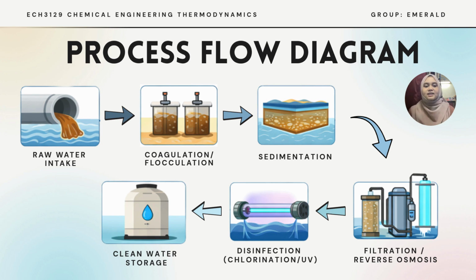After that, the water passes through filtration or reverse osmosis to remove smaller impurities and dissolved substances. The next stage is disinfection using methods like chlorination or UV light to kill harmful microorganisms. Finally, the clean water is stored in a storage tank before being distributed for use.